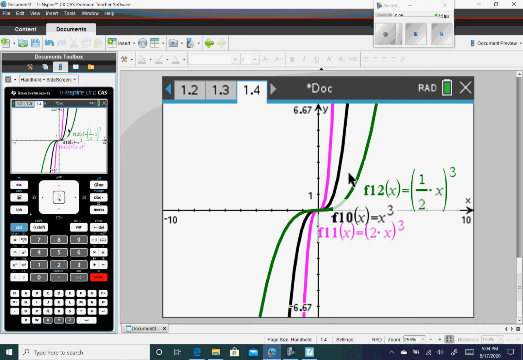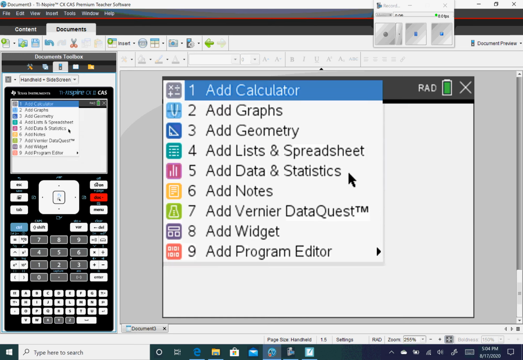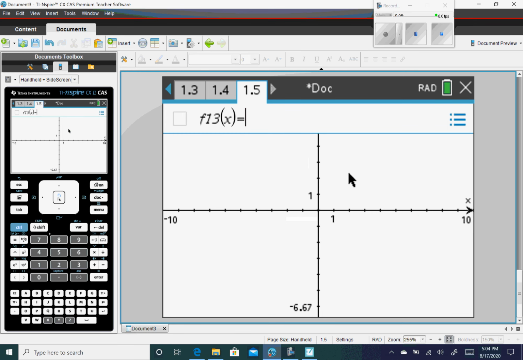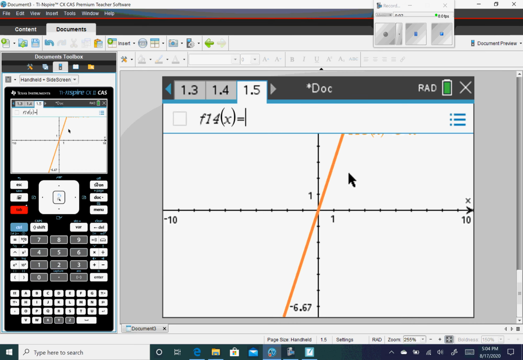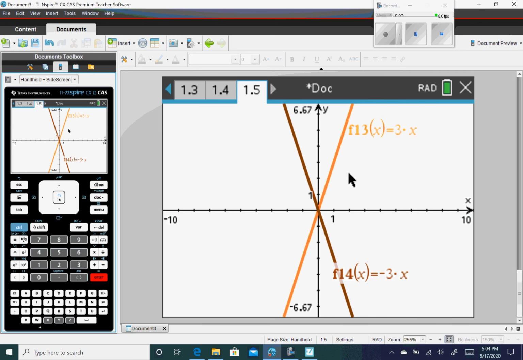Now I'm actually going to switch the function here a little bit. Let's just take a look at, I'll just do a line. Let's see how that looks. So let's say I do y equals 3x. Now if I did a negative 3x, we could see that that reflects over the y-axis here.